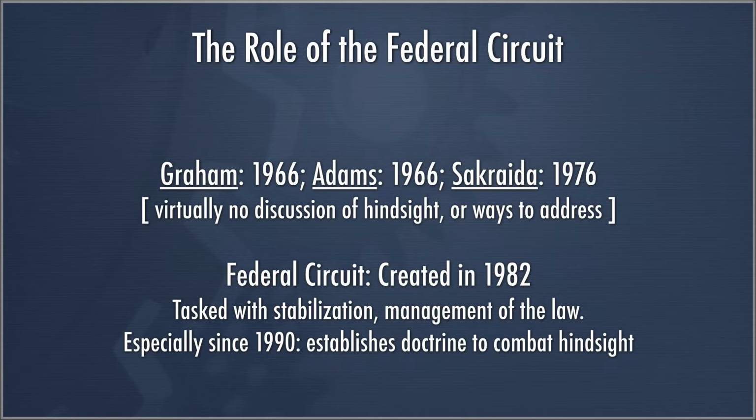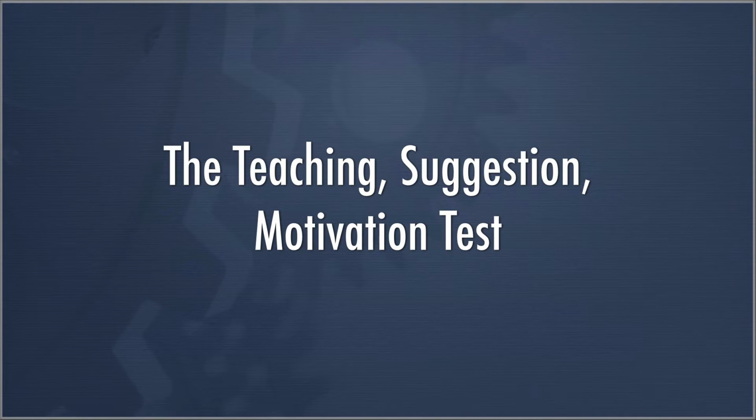So in '82, the Federal Circuit was created and really took upon its mandate to try and manage the law, and particularly since 1990 paid a lot of attention to what it seemed to that court to be an emerging problem of hindsight bias, rendering lots of inventions obvious that maybe shouldn't have been, that maybe one of ordinary skill in the art would not actually have understood to be obvious at the time of invention. Right, so the primary tool was, as I said, this teaching, suggestion, or motivation test, or TSM.